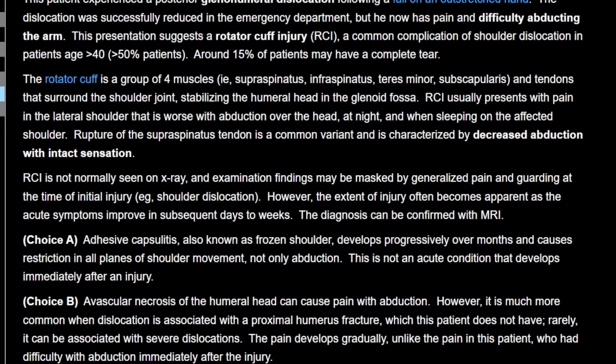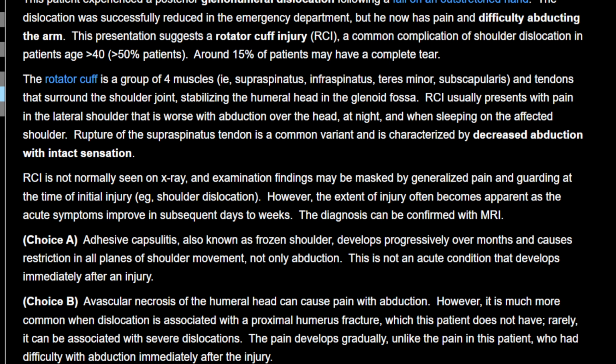RCI is not normally seen on X-ray, and examination findings may be masked by generalized pain and guarding at the time of initial injury, e.g., shoulder dislocation. However, the extent of injury often becomes apparent as the acute symptoms improve in subsequent days to weeks. The diagnosis can be confirmed with MRI.